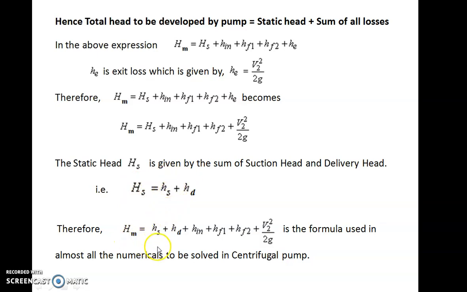So HM in general is given by a very famous formula: HS plus HD plus H loss at entrance plus HF1 plus HF2 plus V2 square by 2G. This is the formula used in almost all the numericals to be solved in centrifugal pump. So centrifugal pump numericals are based on this formula. What is the output to be produced by the centrifugal pump, or what is the head to be produced by the pump? It is HM, and that is given by this formula.